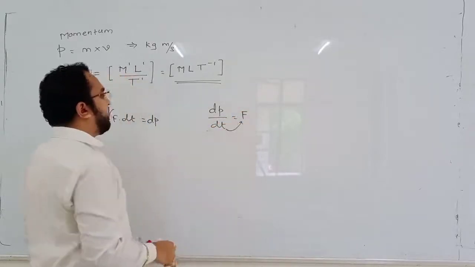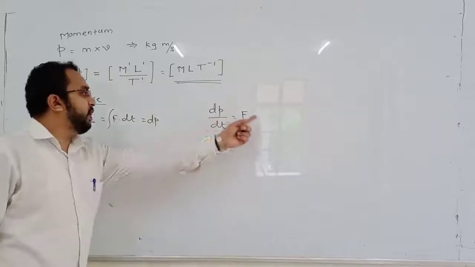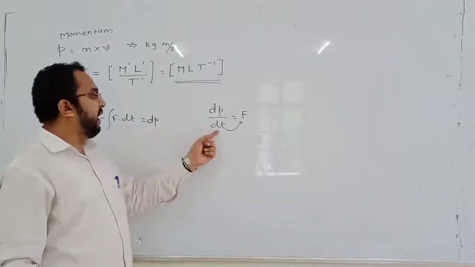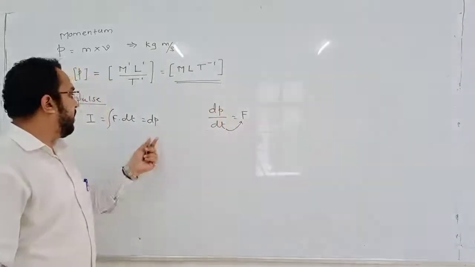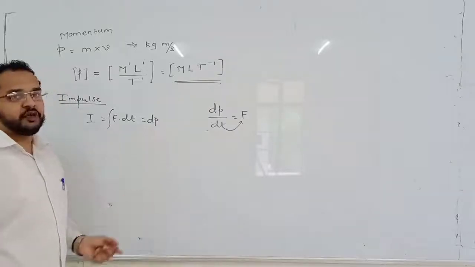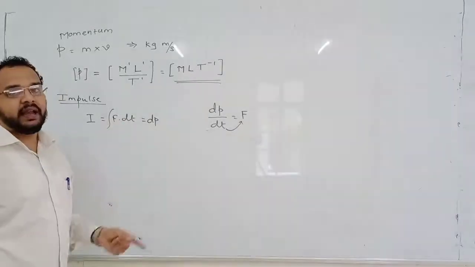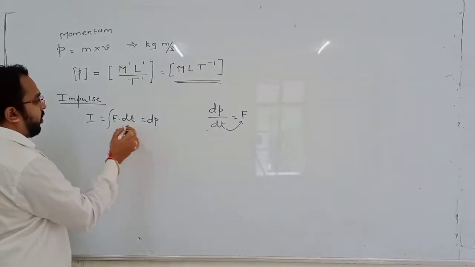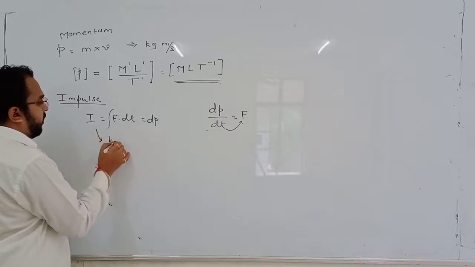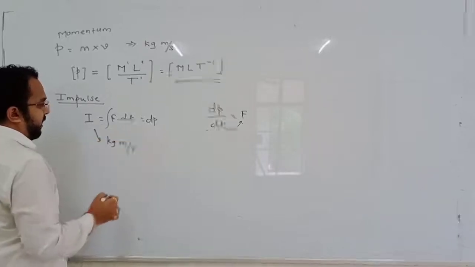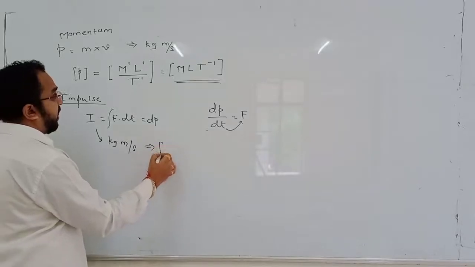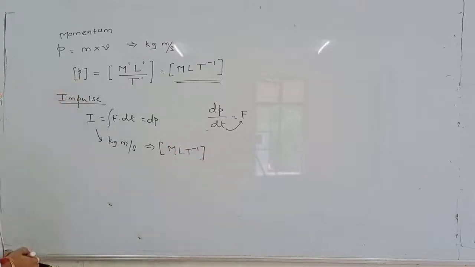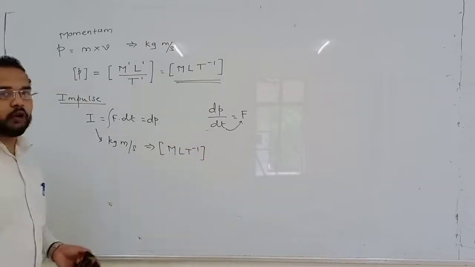So when this dt multiplies here, what will happen? F into dt, and F into dt is what? Impulse. So F into dt, if this dt goes to the other side, what will happen? dt becomes change in momentum. So that means impulse is nothing but change in momentum. That means impulse and momentum have the same unit and same dimension. So what is the unit of this? Unit will be kg meter per second and dimensions will again be the same, M L T to the power minus 1. Okay. So make a note of these two quantities.